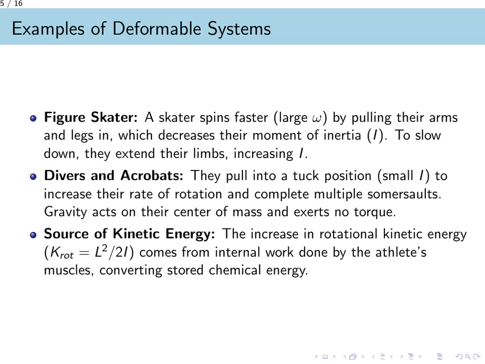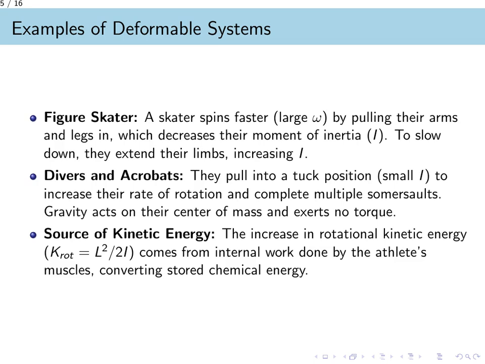A figure skater provides a perfect example. When the skater pulls their arms and legs inward, they are redistributing their mass closer to the axis of rotation. This action decreases their moment of inertia, I. Because there are no significant external torques, their angular momentum, L, must remain constant. Since L equals I times the angular speed omega, a decrease in I forces an increase in omega, and the skater spins much faster.